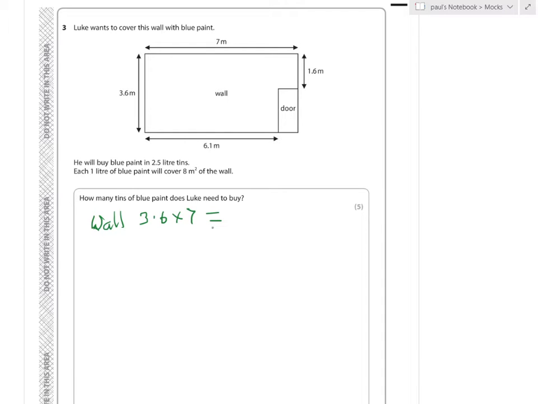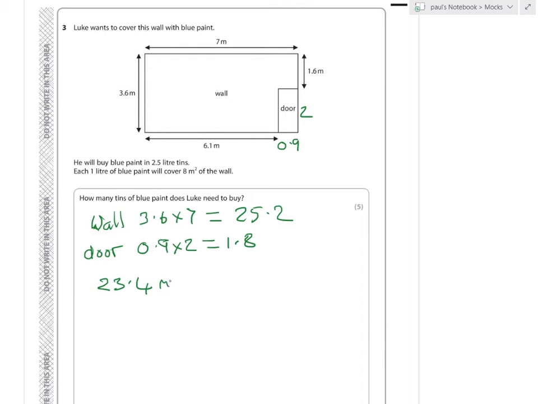So 3.6 times 7, which equals 25.2, and then the door is 0.9 by 2, so 0.9 times 2 is going to be 1.8. Take the door away from the wall, so 25.2 minus the door is 23.4.